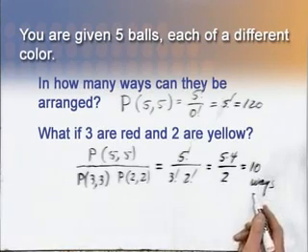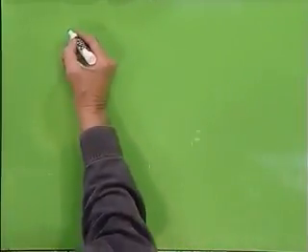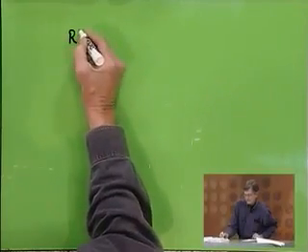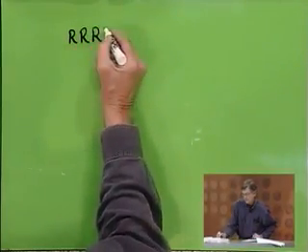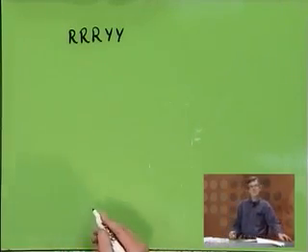In fact, 10 is so small, let's see if we can actually write them down. If we just go to the green screen, let's try determining what are the 10 ways I could arrange 3 red and 2 yellow balls. So we have red, red, red, yellow, yellow. In fact, that's one of the arrangements of the 5 balls.